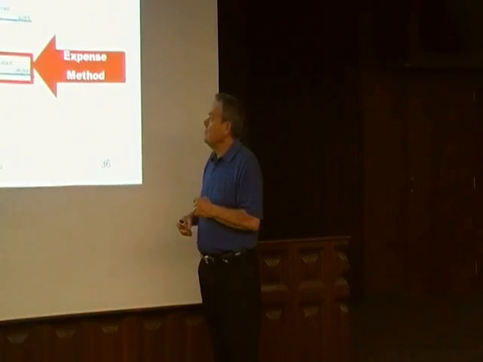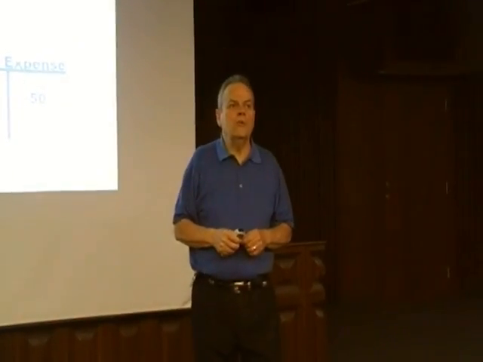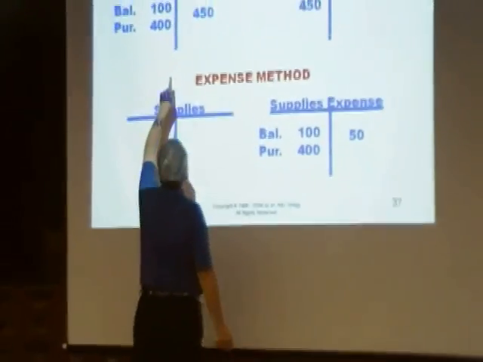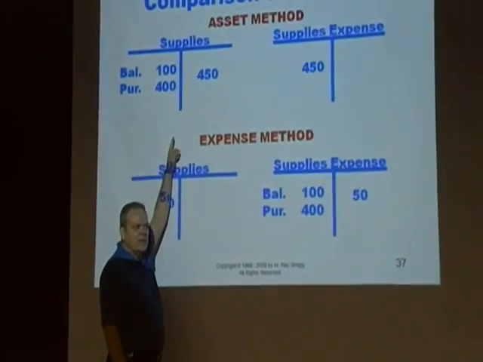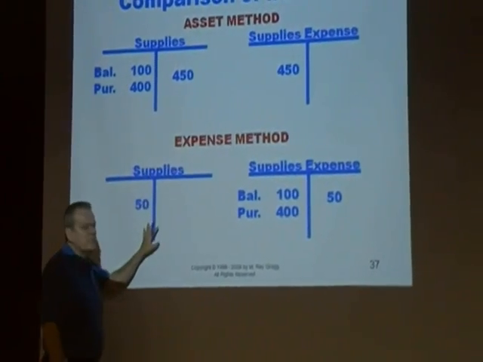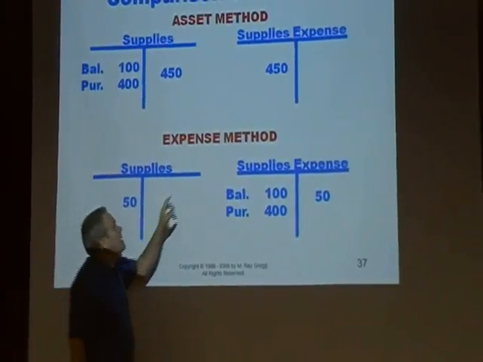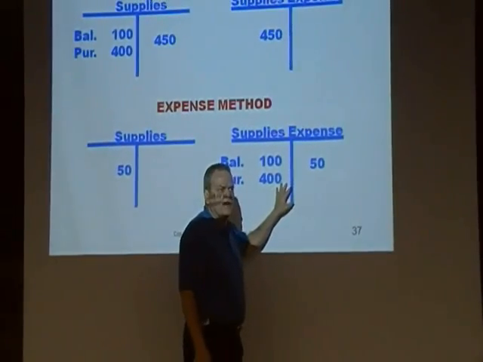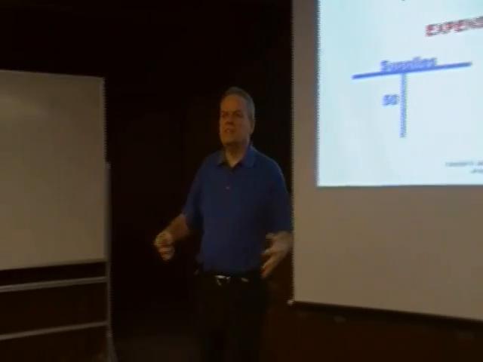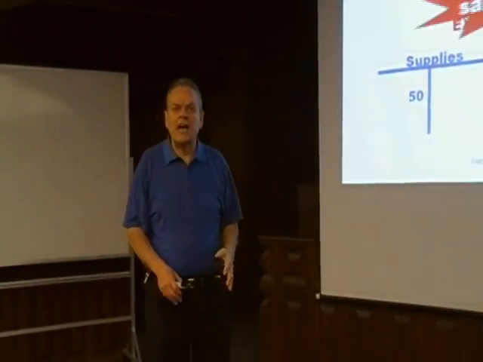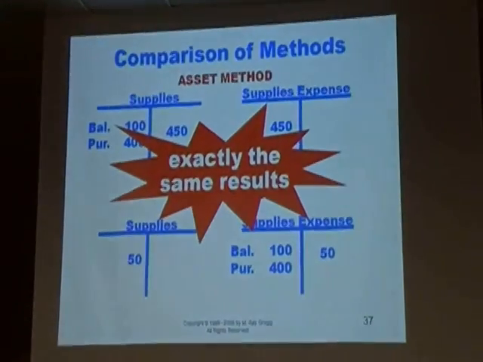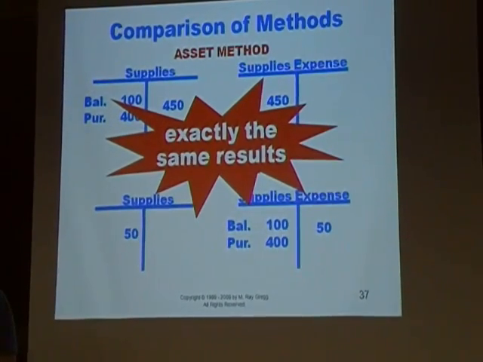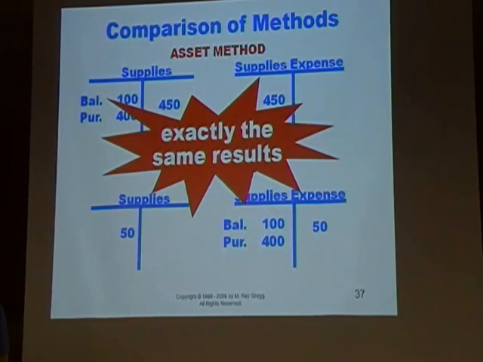Let's compare what we've accomplished. Will you help me do the math? You can do it in your head. What is the balance of this supplies account? What's the balance of this supplies expense account? What can we conclude? Both methods accomplish exactly the same results. Does it matter which method we use, asset method or expense method? Yes or no? It does not.